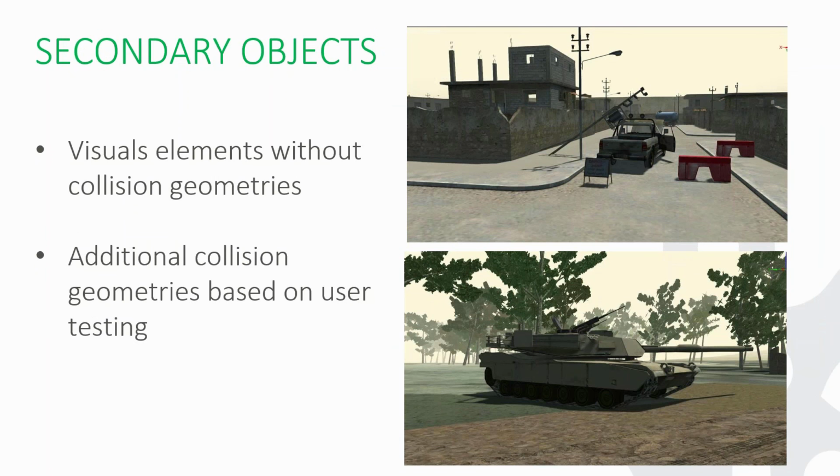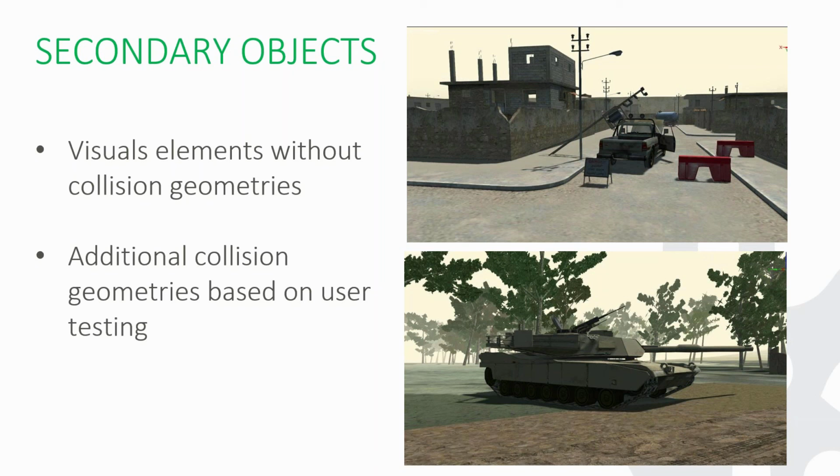Then we go and place secondary objects in the scene. These are visual elements without collision geometry. Sometimes we also place additional collision geometry based on user testing. What this means is that some of the objects are outside the driving area, so they're really just there to give life to the environment.